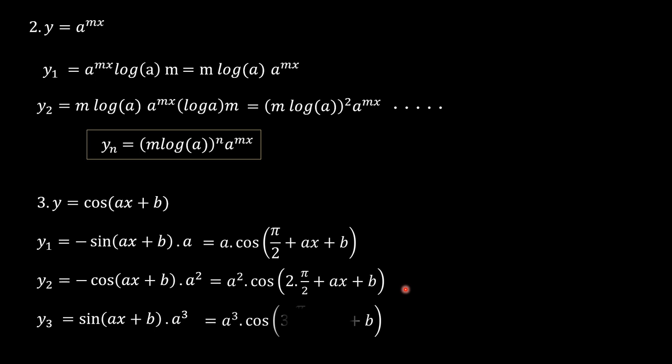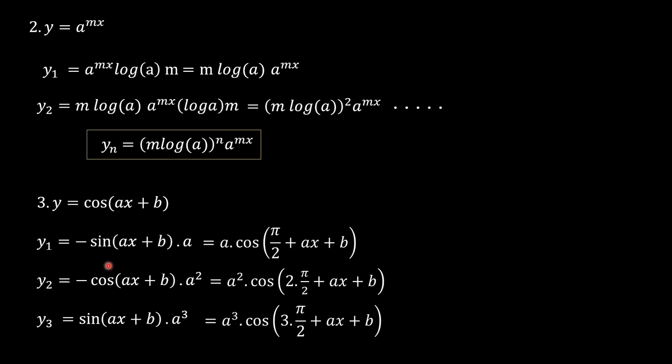Similarly, I can write the third order derivative, that is sine of ax plus b, as cos of 3 pi by 2 plus ax plus b. Okay, because we know that cos of 3 pi by 2 plus theta is sine theta, right? So I can write sine of ax plus b as cos of 3 pi by 2 plus ax plus b multiplied with the constant a cube.